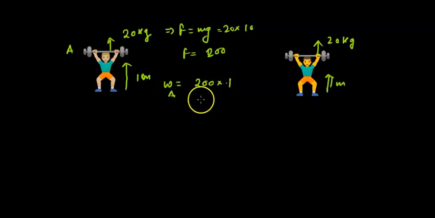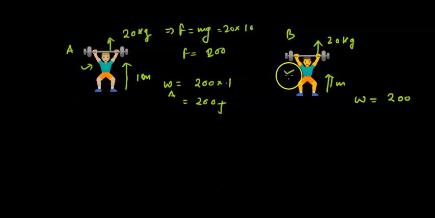200 into 1 meter. So this means 200 joule. Same goes with B also. B person will apply the same amount of work. But suppose this boy is stronger, and this boy is also strong, but he's not as strong in comparison to this one. So who do you think will lift the weight first? Obviously A. A will take less time and B will take more time.